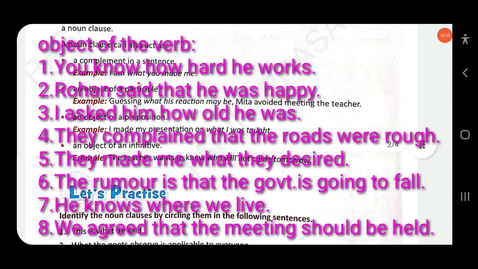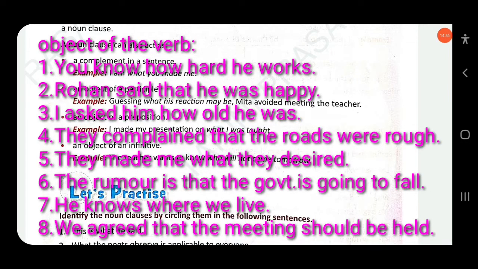Okay. Similarly, take another example. They made me what they desired. They made me what? What they desired. So here what they desired, this is noun clause. It functions as the object of the verb made. Okay. Similarly, take another example. The rumor is that the government is going to fall. The rumor is what? That the government is going to fall. This is noun clause and it functions as an object of the verb is.